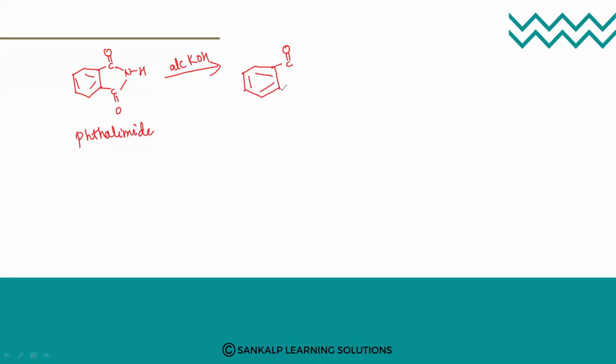So you have to practice these name reactions. This is our phthalimide. I'm going to treat it with alcoholic KOH. So let me write the name. This phthalimide I've treated with alcoholic KOH. What will happen now? The rest of the compound will remain the same. Our NH is there, right? That will be replaced by K.